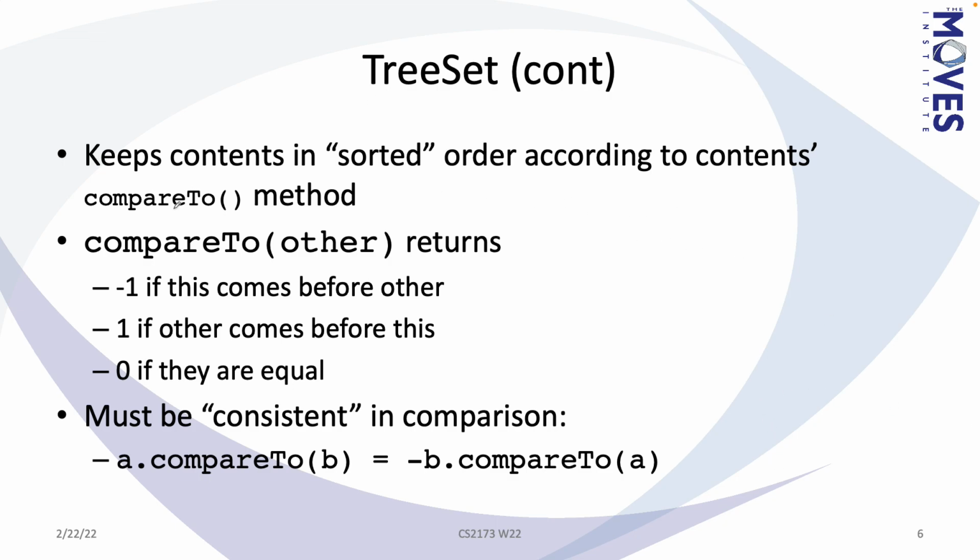Okay, so the TreeSet in its basic form keeps the contents in sorted order according to the compareTo method. And again, compareTo returns -1 if this one comes before the other one, 1 if the other one comes before this, and 0 if they're equal. I might have said that backwards a slide or two ago, so this is the correct one.